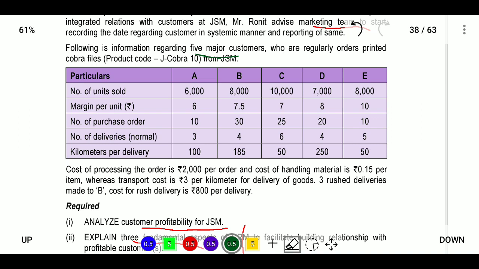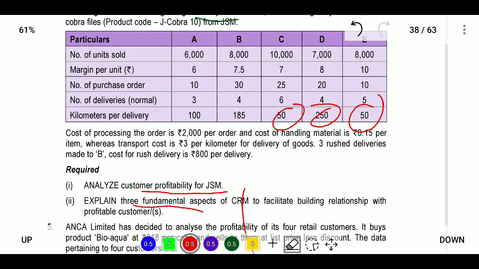Purchase order cost will be increased, delivery cost will be increased, and kilometers per delivery, each being 50 kilometers, and the highest distance was D. E is having nearby only. And now we will see that customer.